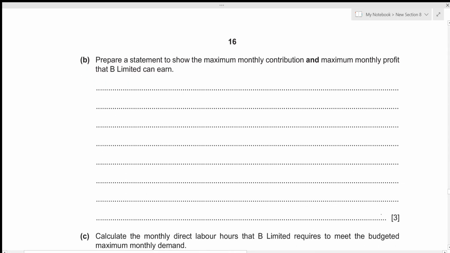Now we need to prepare a statement to show the maximum monthly contribution and maximum monthly profit that B Limited can earn. So we are already given the maximum number of units for each of the 3 products. So we just need to multiply the contribution and then subtract the fixed overheads from the total contribution. All right, firstly, let's figure out the contribution. So we have 3 different products. The first one is S, then we have T, then we have E.